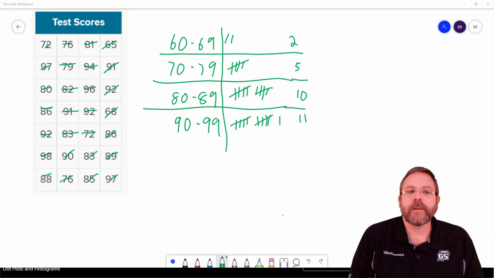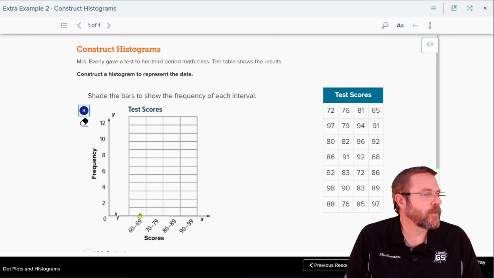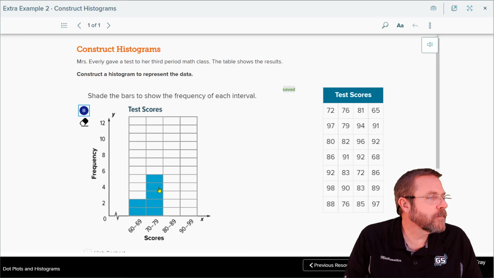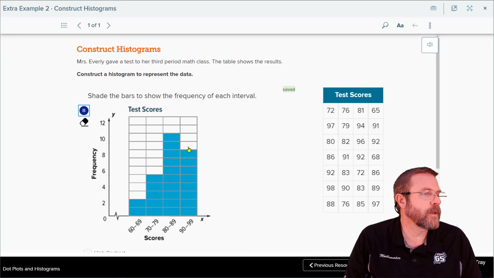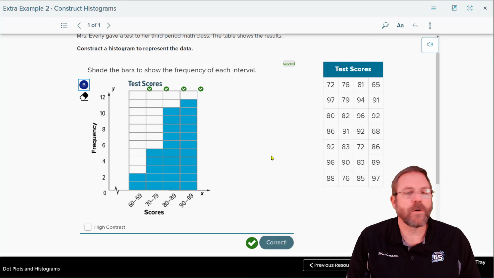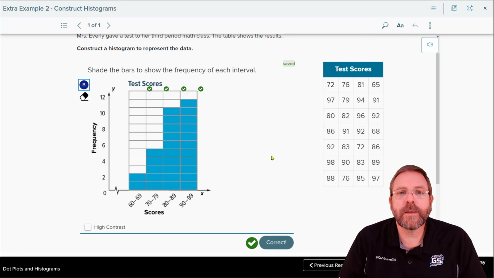Jump back over to my chart right here, and this one there was 2, this one there was 5. Oh, I went too far. No, I didn't. Yep. 2, yep, that should be right, 5. This one here ended up becoming 10. Go all the way up to the 10 mark, which I believe is right here. And this one here ended up going all the way up to the 11 mark. And when we check our answers, it should all check. That's all there is to making one of these.